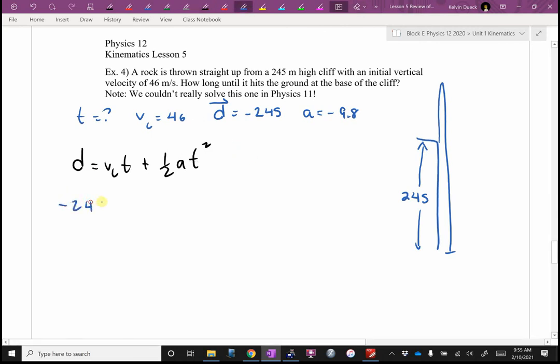Negative 245 equals 46t minus 4.9t squared. I did the half of negative 9.8 in my head. I've done it a bunch.